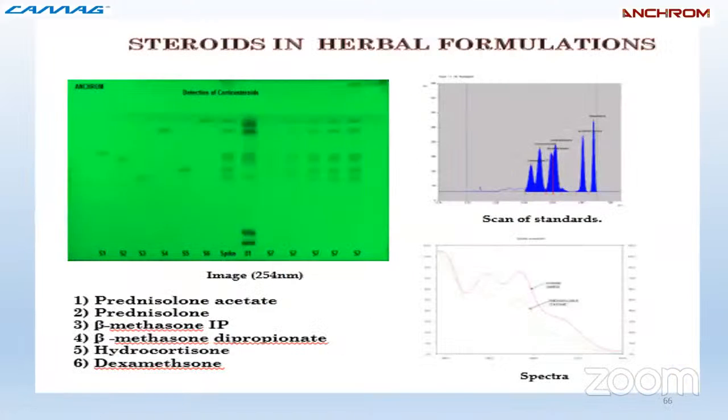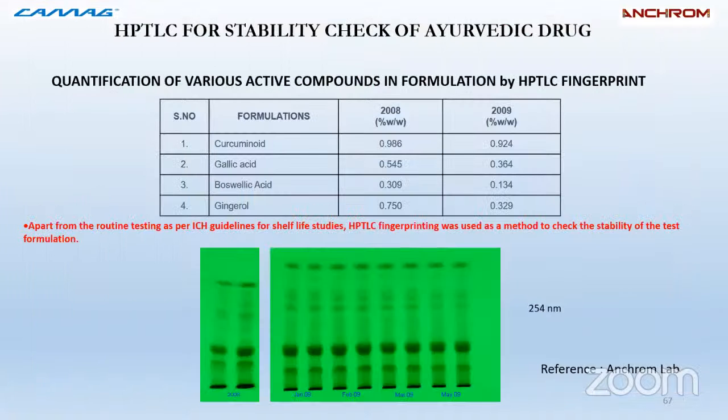Steroids in herbal, this is the method for identification of different steroids in herbal formulations. And one can go for stability studies as well by using this technique. There are two approaches: fingerprint approach and quantification approach.